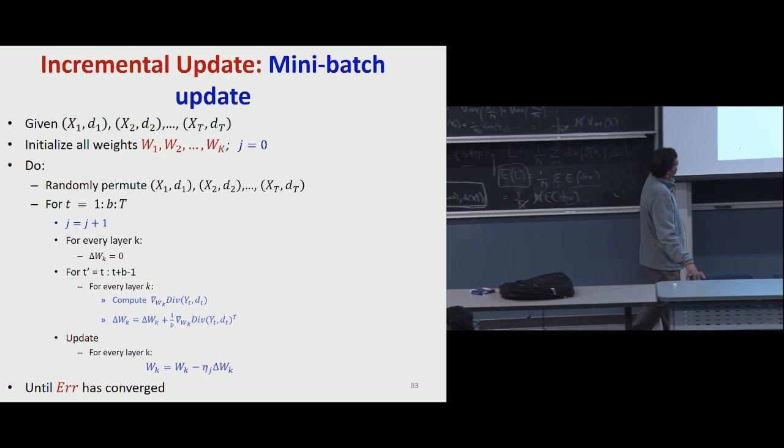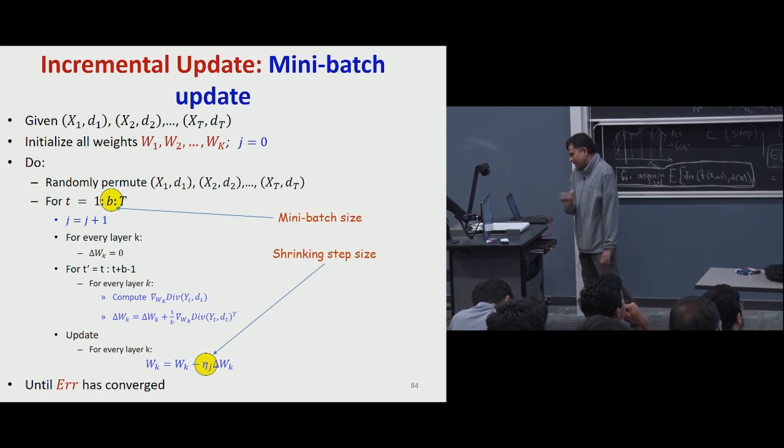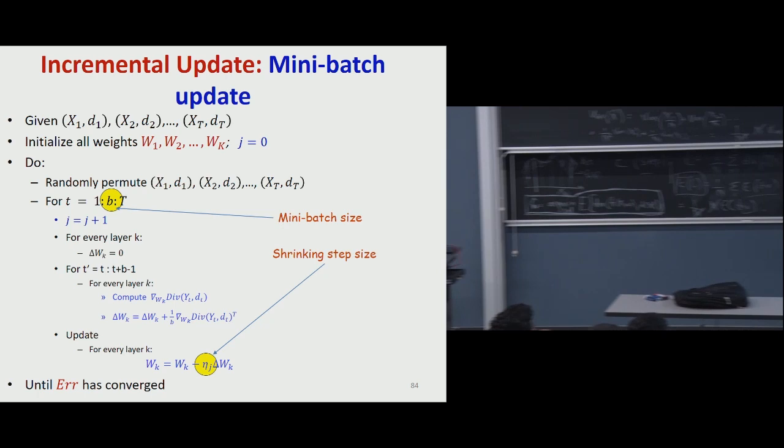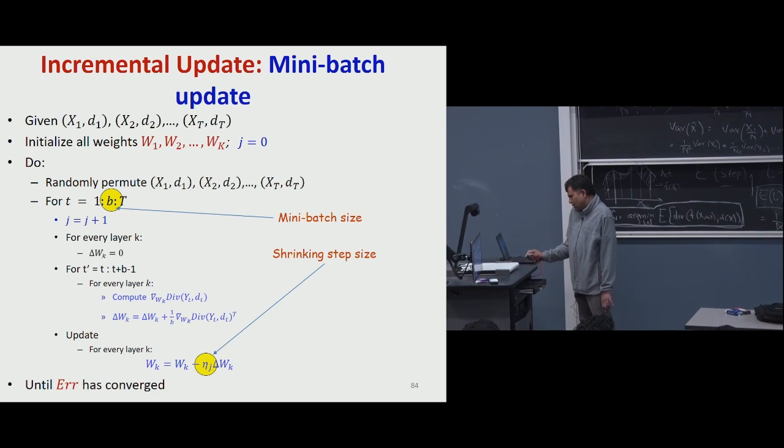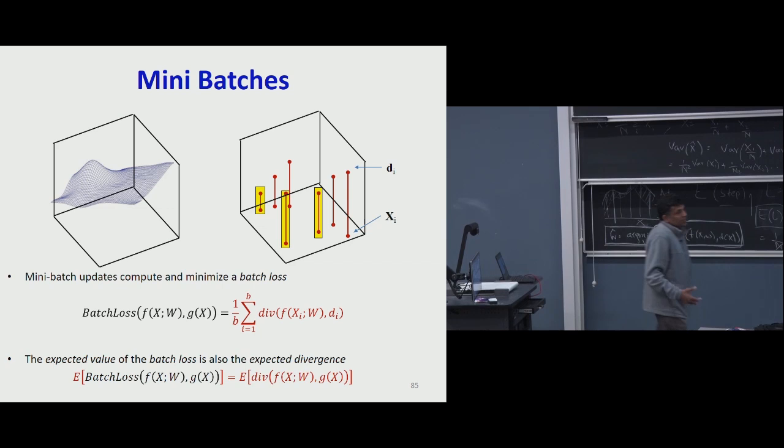In the pseudocode, you can see how this works out. It's exactly the same as for SGD, except that now you wait for an entire batch of updates. You compute the average derivative over the batch and use that in your updates. You still have to make sure that your step size shrinks. So now, why would mini batches work? Why would you expect mini batches to work better than SGD?